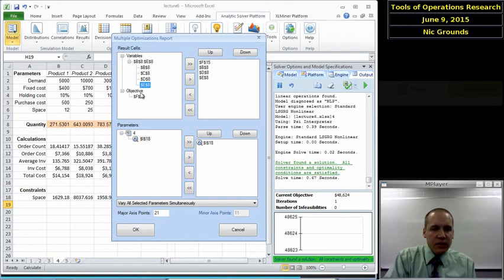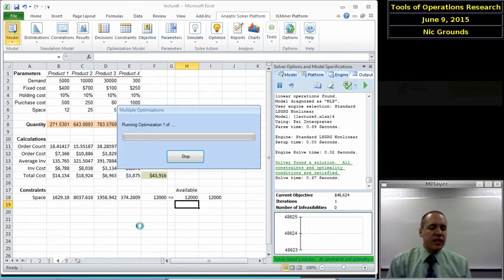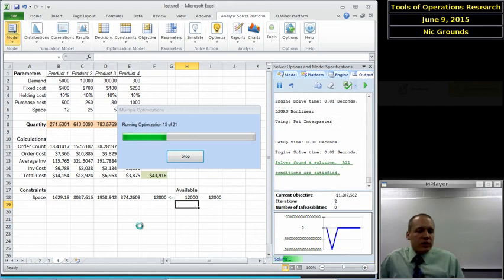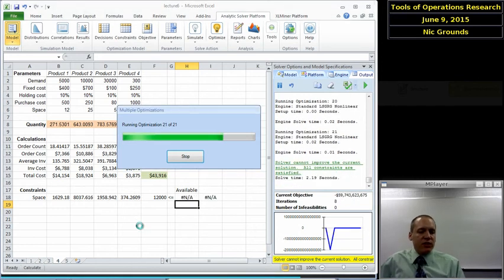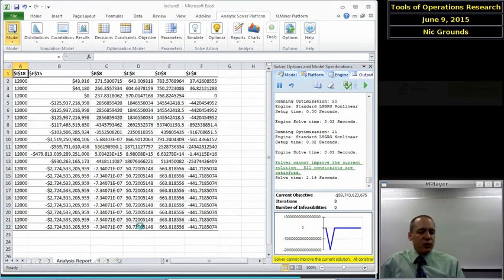And how much different of a decision would we make on our ordering quantity? So let's run that optimization sensitivity. This is going to tell us between 12,000 and 36,000 available square feet or units, how would our profit or how would our total cost change?